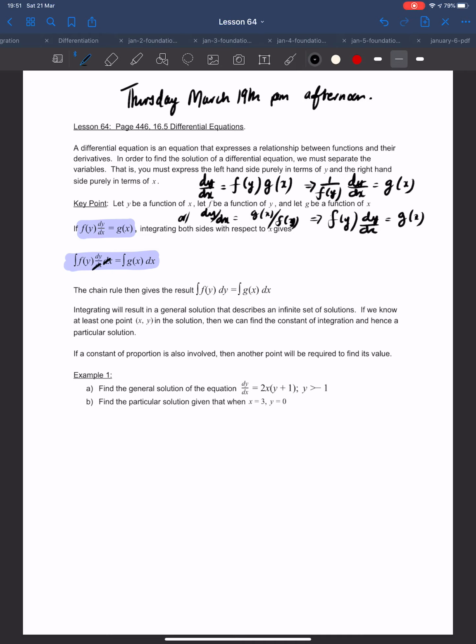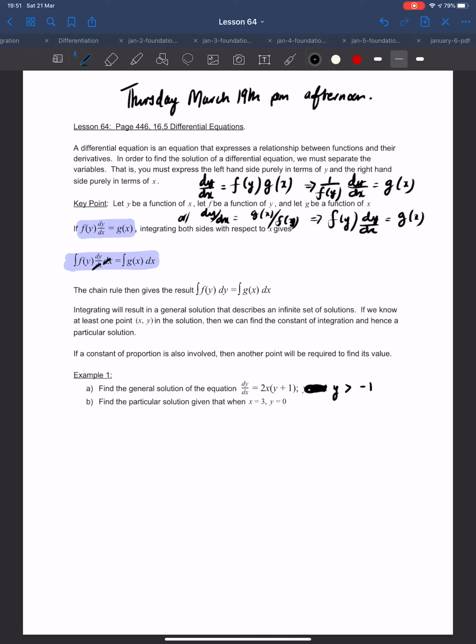Right, so example 1, find the general solution of the equation dy by dx is 2x times y plus 1. That should be minus 1, so it's y greater than minus 1. Just to show you what it looked like, it sort of looks like a funny symbol there. That's not a math symbol, that's a greater than 1. Let's just cross that bit out.